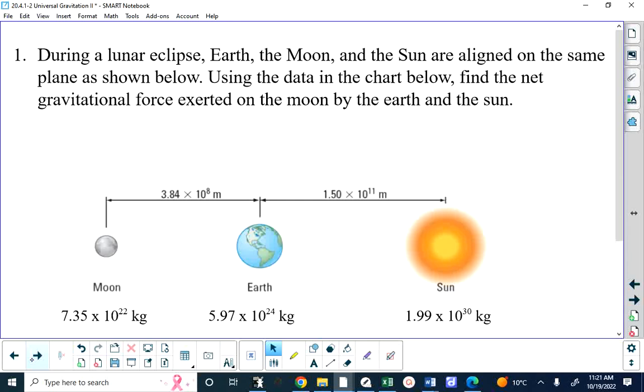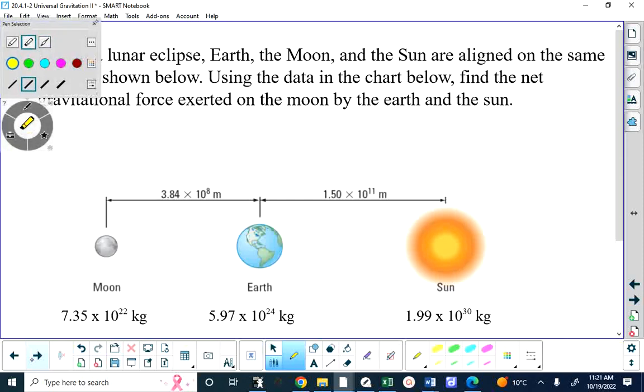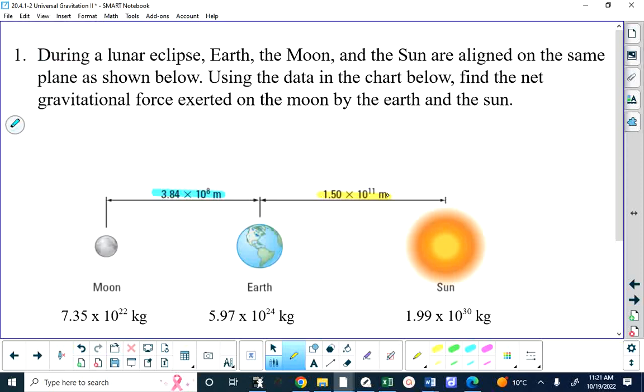First of all, if you take a look at the two distances and compare this distance that I'm going to highlight in yellow to this distance in blue, just as a rough approximation, the distance in yellow is about 500 times bigger. Approximately, not exactly. So if I were to draw this to scale, the distance between the moon and the Earth is very, very small.